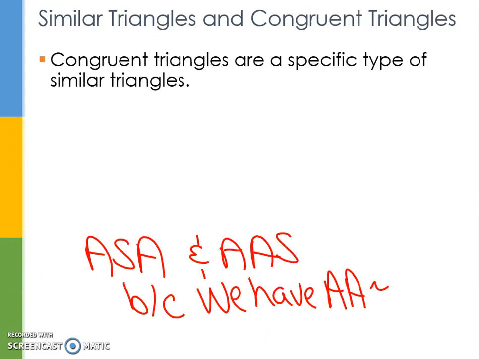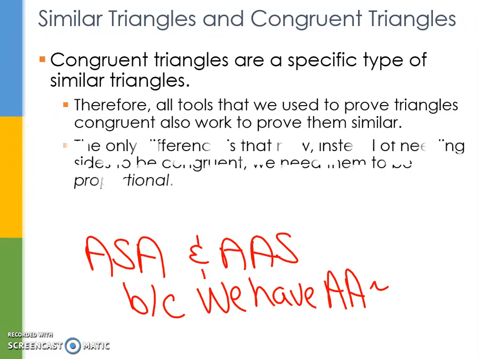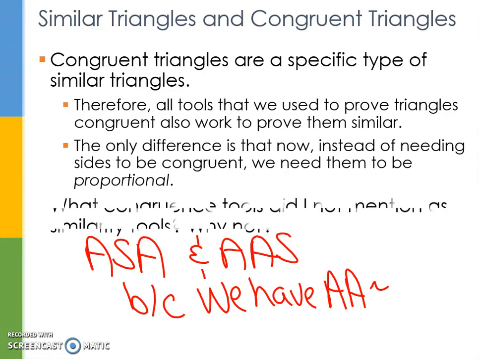Similar triangles and congruent triangles. Congruent triangles are a specific type of similar triangles. Therefore, all tools that we use to prove triangles congruent also work to prove them similar. The only difference is that now, instead of needing sides to be congruent, we need them to be proportional.